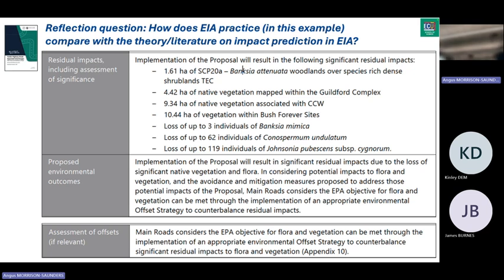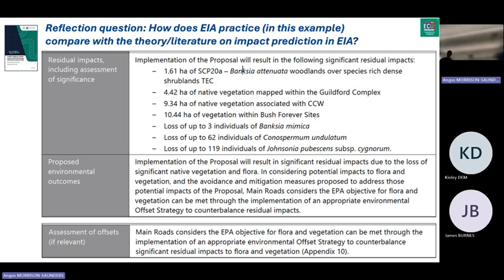They then talk about proposed environmental outcomes. They're saying that this loss of vegetation is a significant residual impact. Significant residual adverse impact. This is bad. So that's what they're saying. They do say, however, that they've got an offset strategy to counterbalance those residual impacts. And they have an assessment of those offsets, and they say that we believe that our offsets will end up meeting the EPA objective. You read it at the bottom.